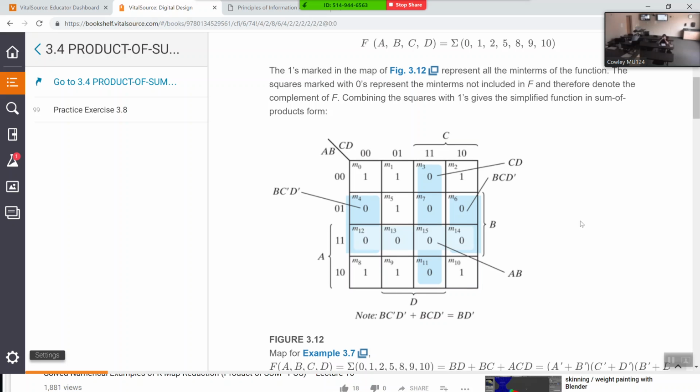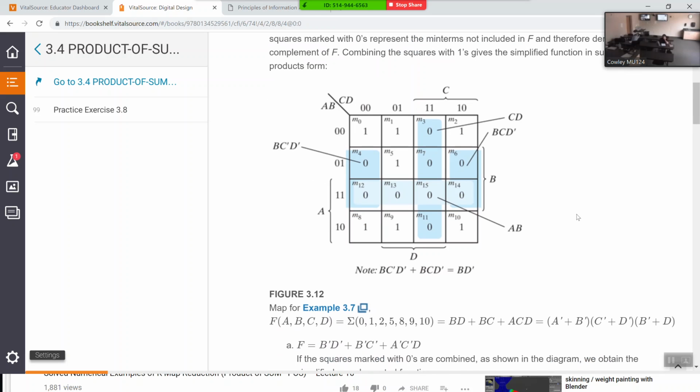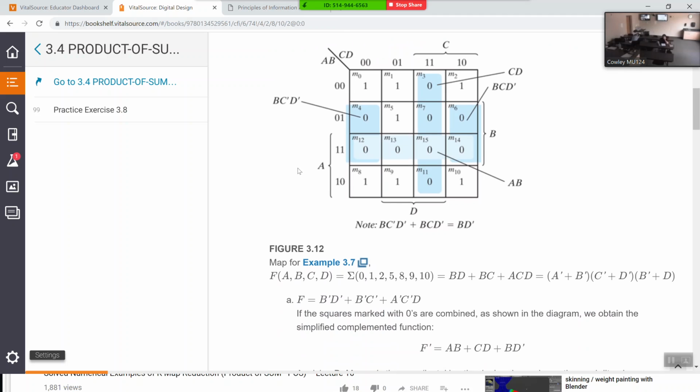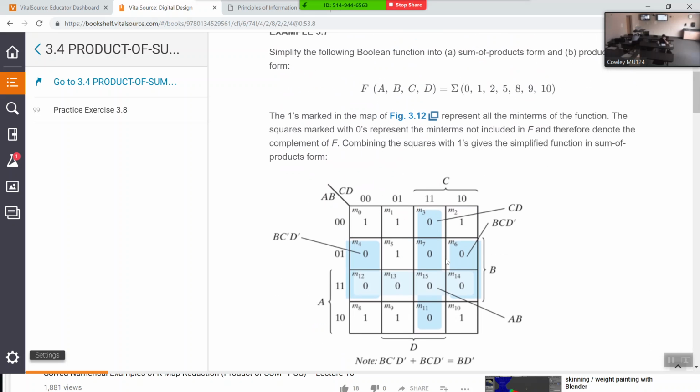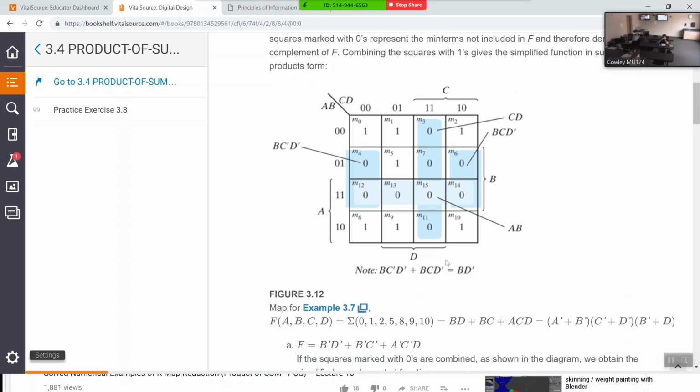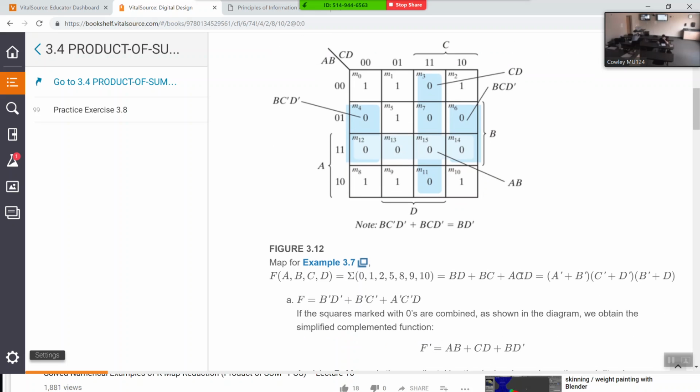Now, if I were to go through and focus on the procedure we did last time, and I came up with, make sure that's the same one. Yeah, it is. Come up with this right here, BD plus BC plus ACD. Then that would give us this breakdown here.